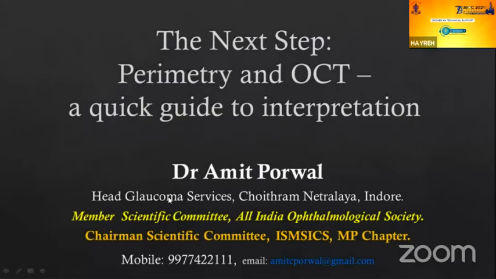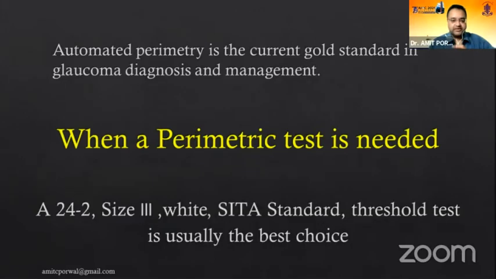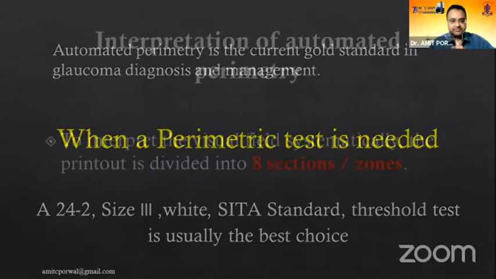Yes, sir. So I'm going to talk on the next step, perimetry and OCT, a quick guide to interpretation. We all know that automated perimetry is the gold standard in glaucoma diagnosis and management. So when a perimetric test is needed, what do we advise? We advise a 24-2 size 3 white SITA standard threshold. This is usually the best choice of perimetry to be advised.